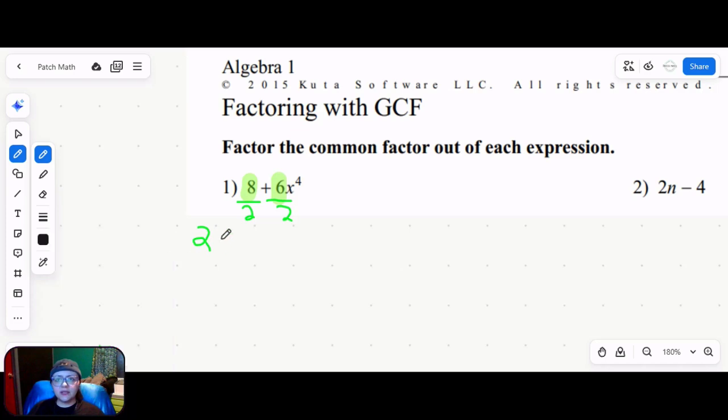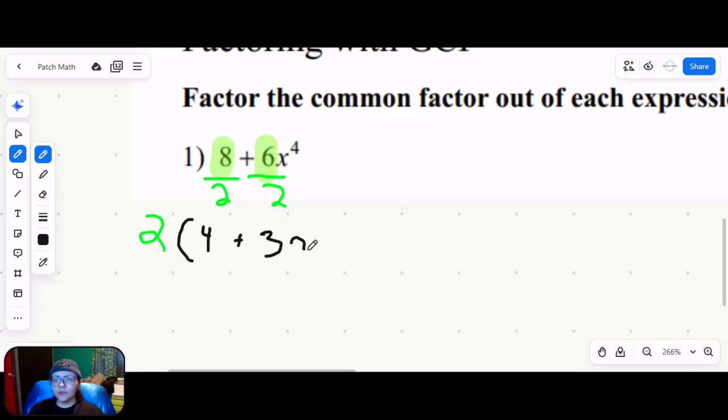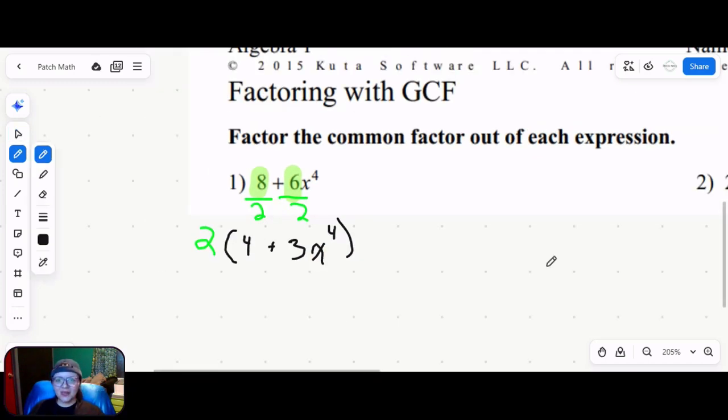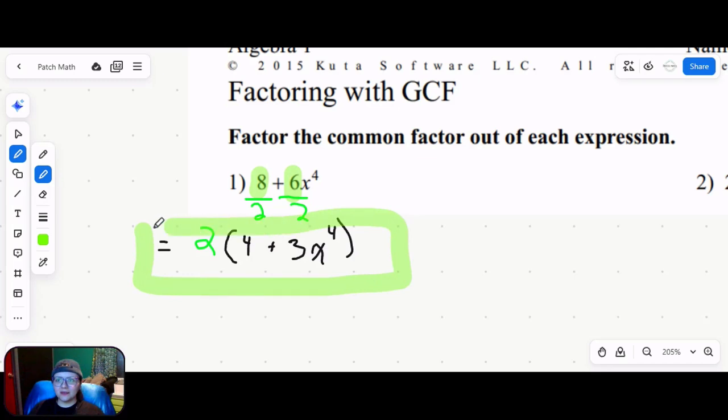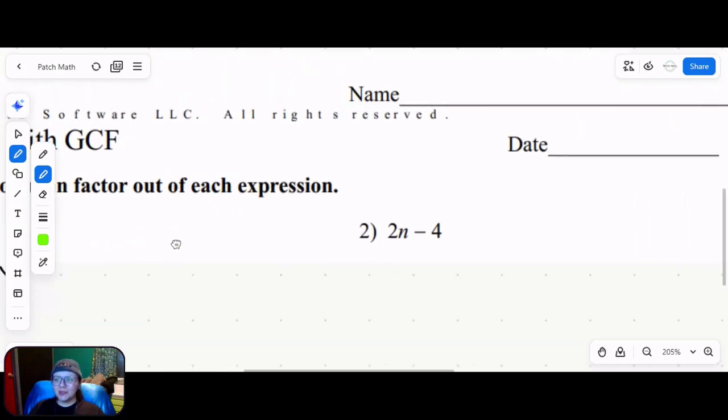So if we divide each of those by 2, with the GCF on the outside, we'll find that 4 plus 3x to the 4th power is all that remains. Apologies, that is just a tad messy there. And that is a running equals there. That is the full factored form using the GCF method. All right, keep on keeping on.